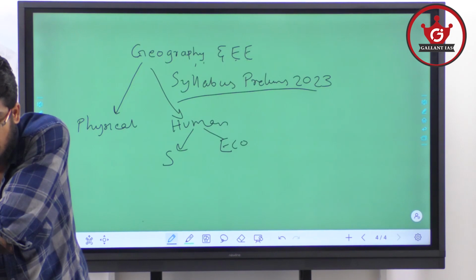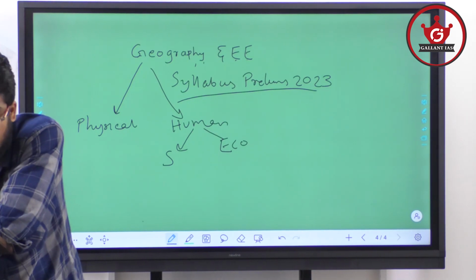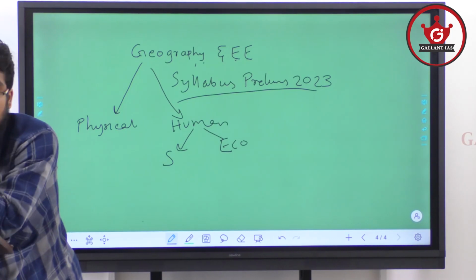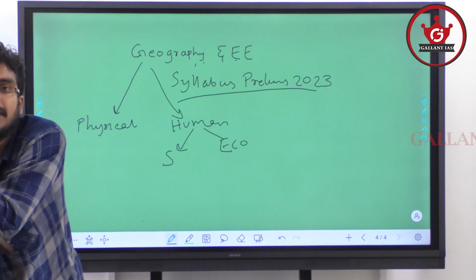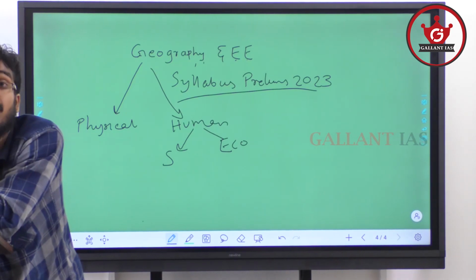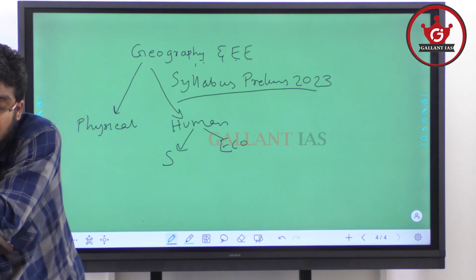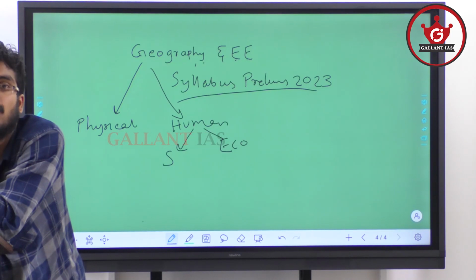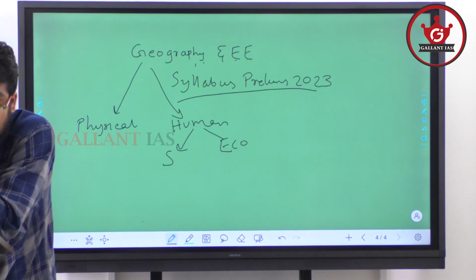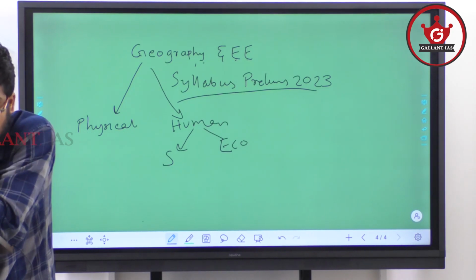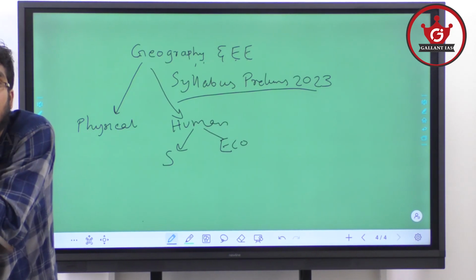Now I will just repeat the important areas that you should focus on for geography. As I told, first is climatology: 20% of the weightage will be given to climatology. Then again 20% to Indian geography. Then again 20% to oceanography and biogeography. Then again 20%, this is the approximate percentage I am talking about, to world location based questions.